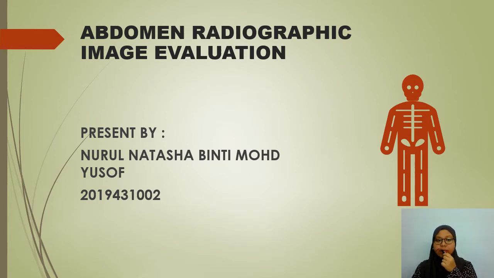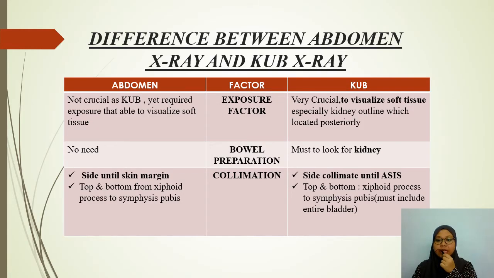So today I'm going to present about abdomen radiographic image evaluation. Before I explain to you guys about the image criteria of abdomen, I want to explain the difference between KUB X-ray and abdomen X-ray. Why is it abdomen, not a KUB? There are three main differences to differentiate between abdomen and KUB: exposure factor, bowel preparation, and collimation.